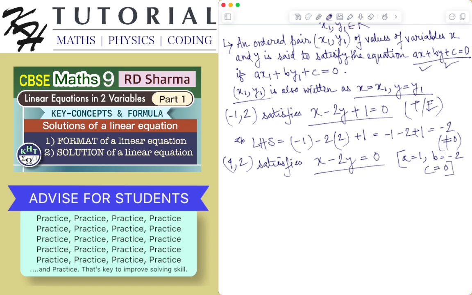Now, if I want to investigate whether the ordered pair 4 comma 2 satisfies the linear equation x minus 2y equals 0, I will see whether the value of the LHS, after putting the value of x as 4 and the value of y as 2, is coming to 0 or not.